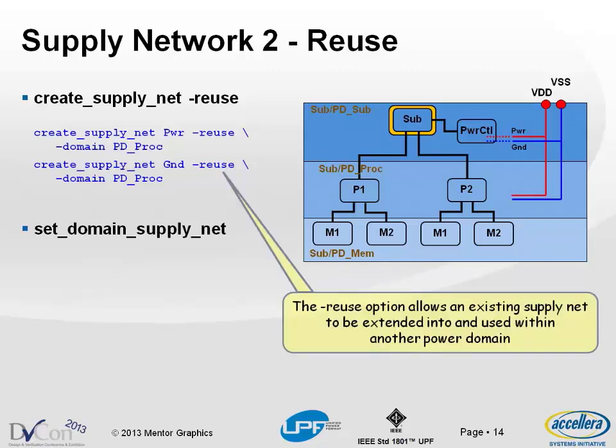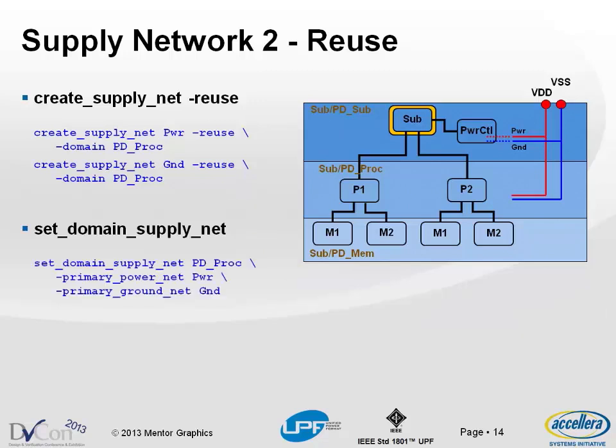Remember that these are all declared in the current scope. So in fact, I'm not creating a new object with that same name. That would be a conflict, in fact. But I am making that same object available in a different power domain. So reuse allows us to do that. And then, of course, we can set the domain supply net for these as before and extend them into all of the instances in the PDProc domain.